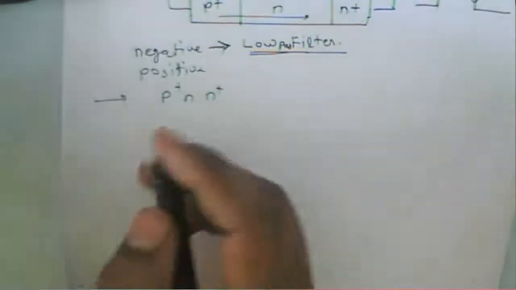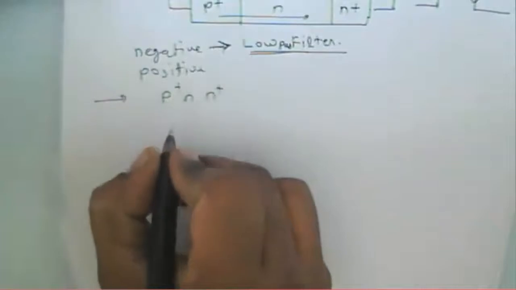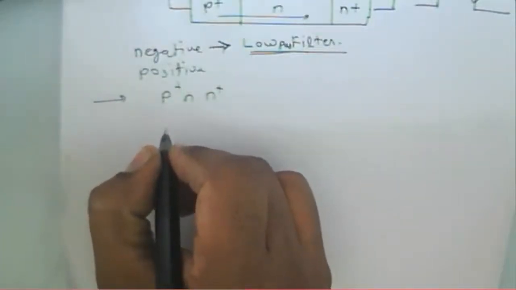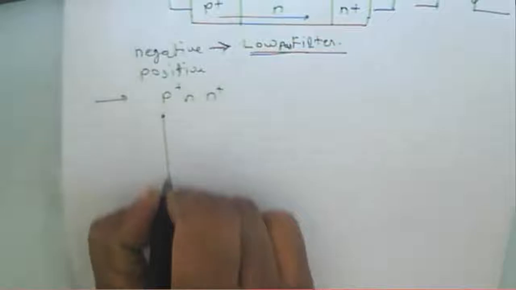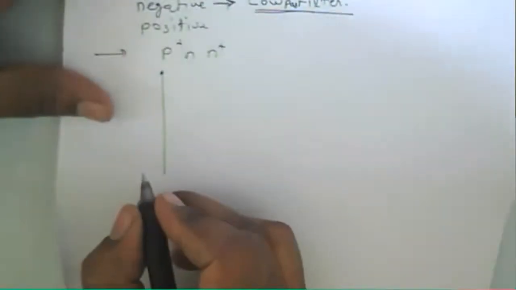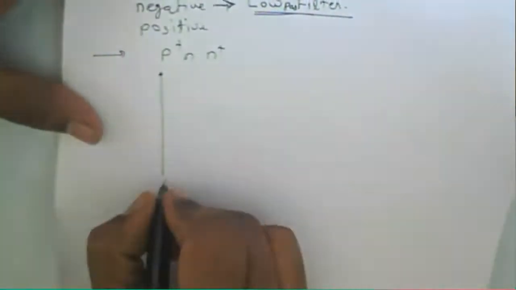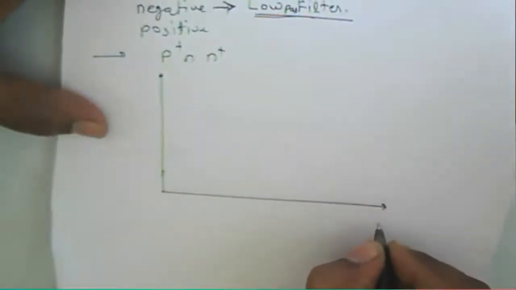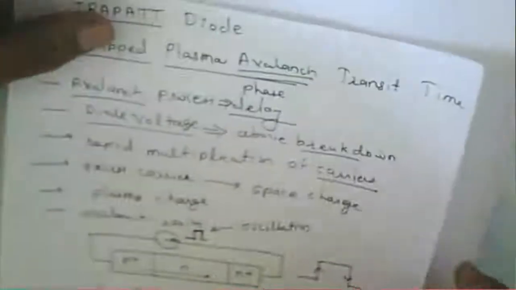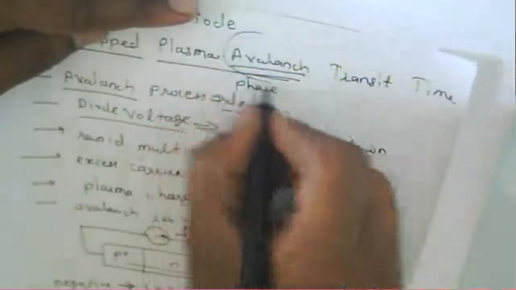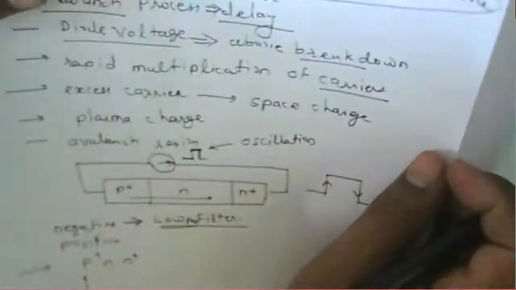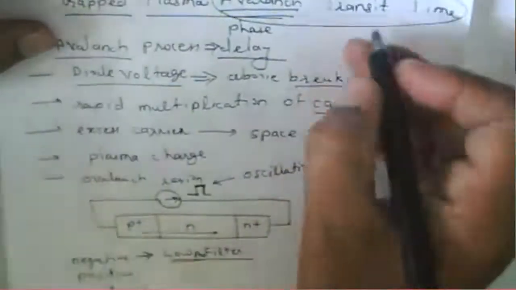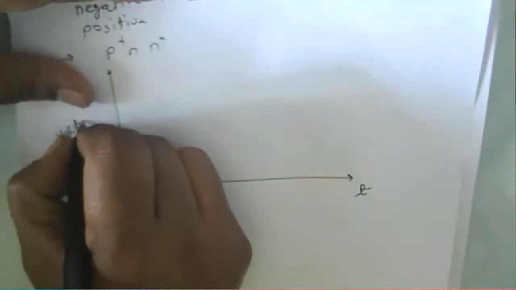If you consider the voltage and current waveform when we apply the bias or field to this PN N diode, P plus N and N plus, that is a trapatt diode. In that case, we need to see at what time the avalanche transit time occurs. Our aim is to find out where that action takes place. That's why we say avalanche transit time.